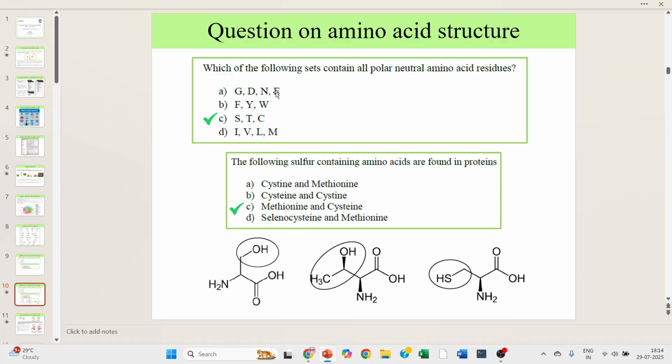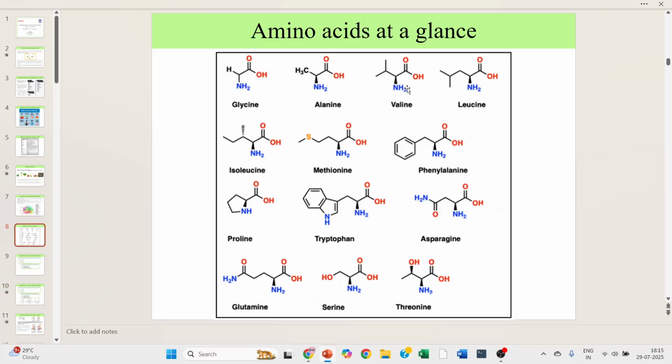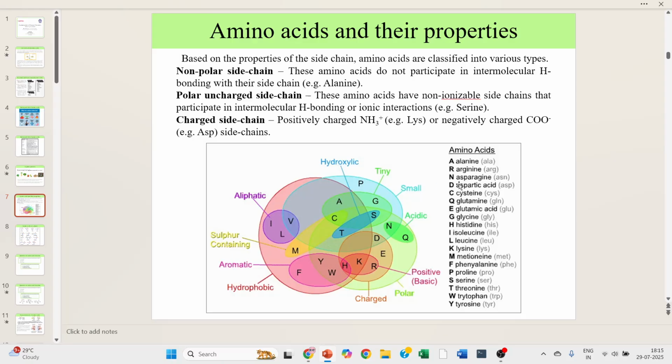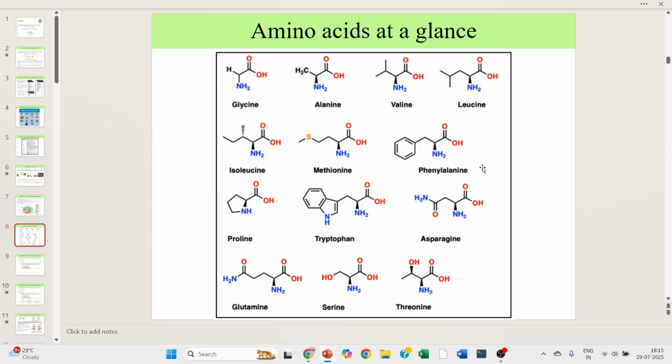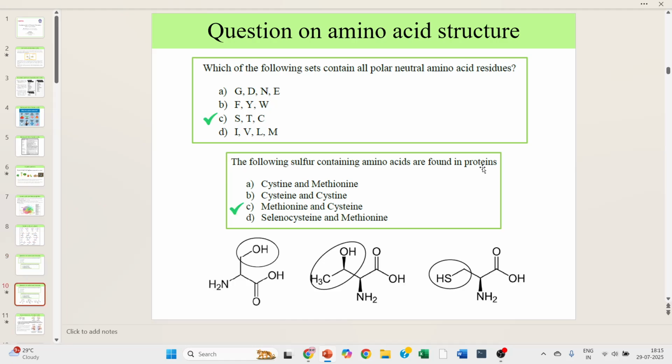And for number 1A, this is your glutamic acid. Glutamic acid is having a COOH group in its side chain, so it is not polar neutral. See, this is glutamic acid. It should be here. And this is glutamine. So instead of this NH2, there will be this COOH. Here you can see it's given properly. Just refer to this and you'll understand.